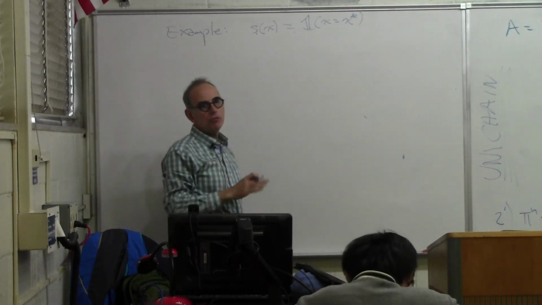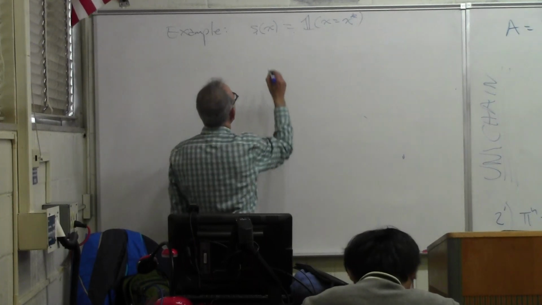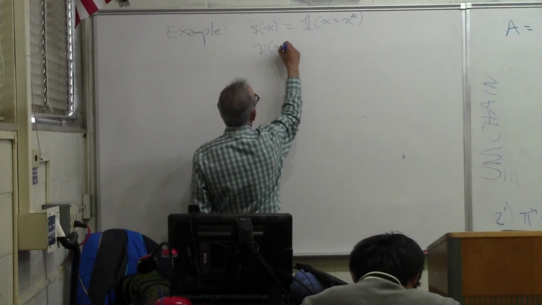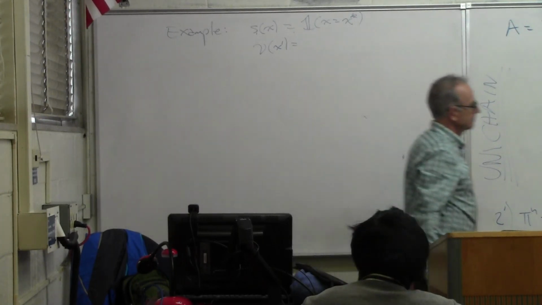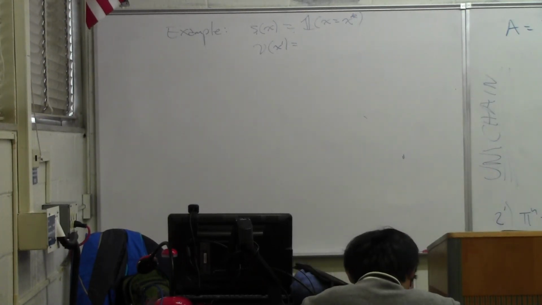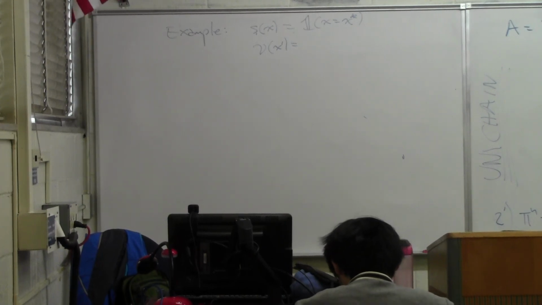Take s just to be 1 if x equals x star and 0 else. And what am I going to take nu of x prime to be? Well, s is 0 everywhere except for one state. So I only have to worry about when x is that special state. And for that, I've got p sitting right there, so I can get equality.